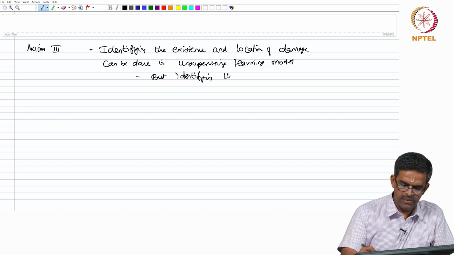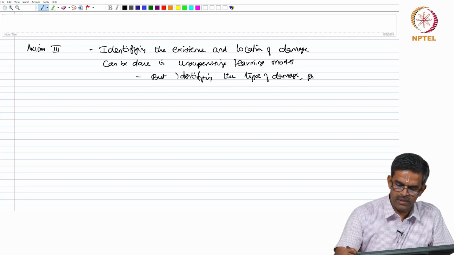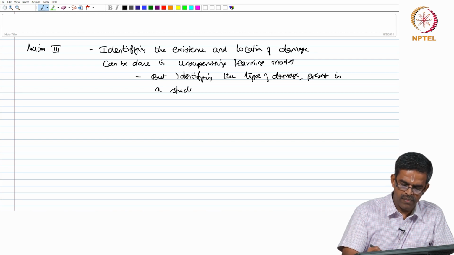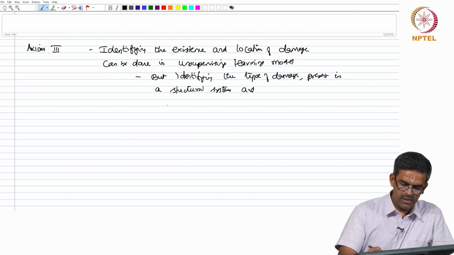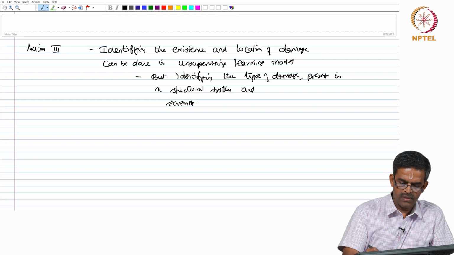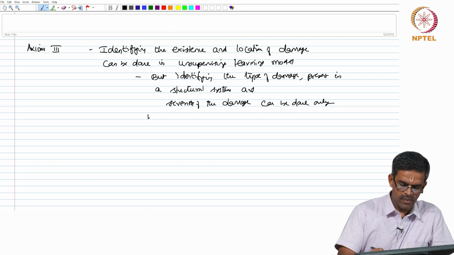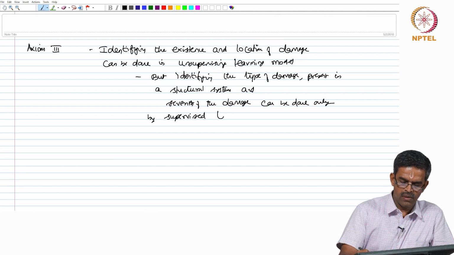Identifying the damage, or to be very precise, identifying the type of damage present in a system and the severity of the damage, can be done only by supervised learning mode.